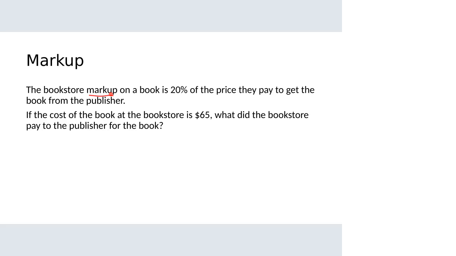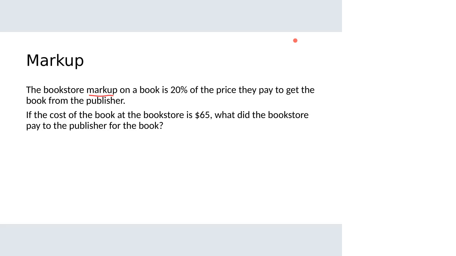And so if a bookstore markup is 20% of the price they pay to get the book from the publisher, if the cost of the book at the bookstore is $65, what did the bookstore pay to the publisher for the book? Now, this is a little more involved than what we've been working on so far. I don't think it's overly challenging. I don't think you're going to have too much trouble, but we want to think this one through a little more carefully. It's not as straightforward as a straight-into-a what-is setup. So the bookstore markup is 20% of the price they pay to get the book from the publisher.